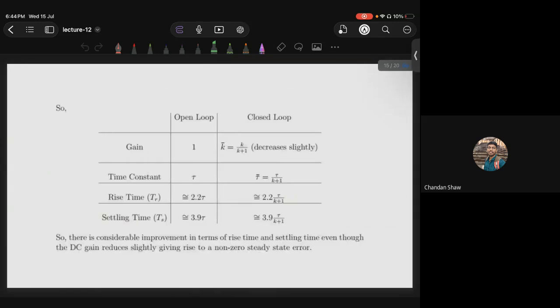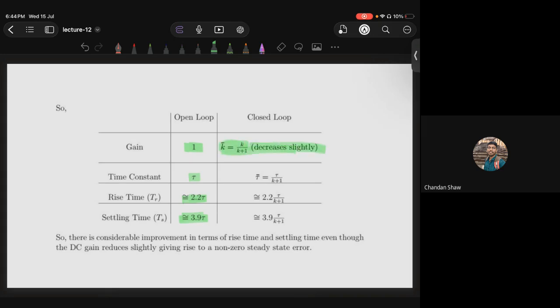You can see the response, right? Previously you have calculated all these expressions. If you go back and see week 4, you have calculated the time constant, rise time expression, and settling time expression for first order system and second order also. Without the controller, just a simple open loop, you have these values. Now with closed loop and controller K.